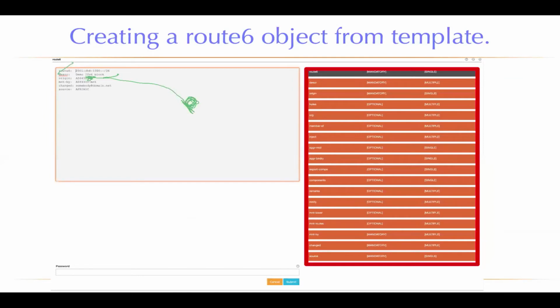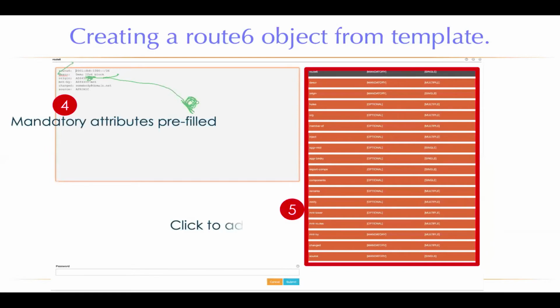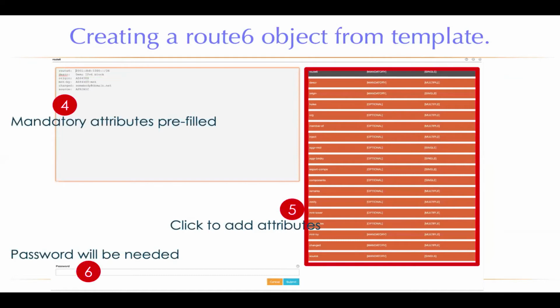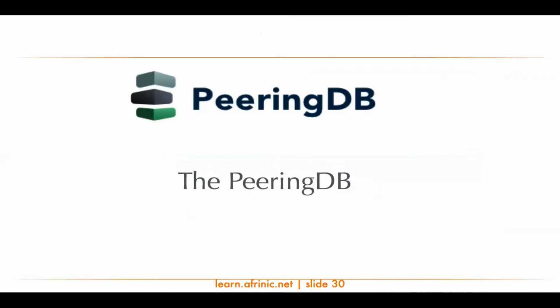What is the maintainer? And this maintainer, you need to later on provide the password. If not, you won't be able to create this route6 object. So that is the IRR.